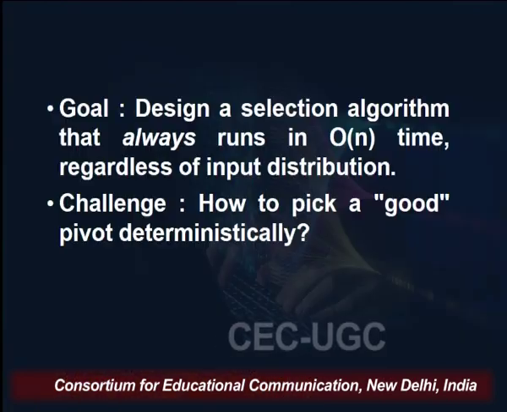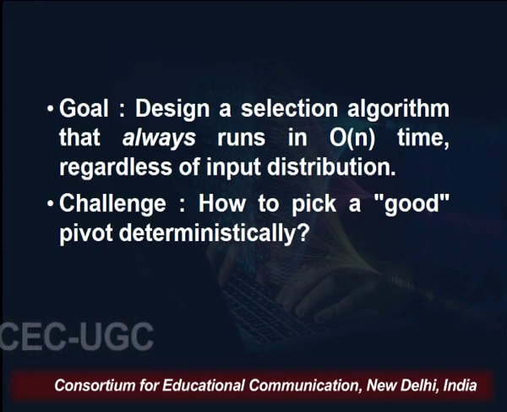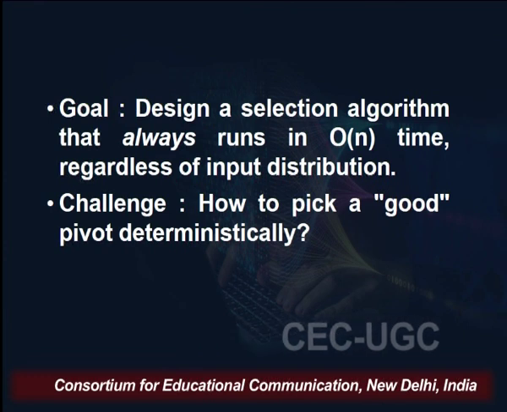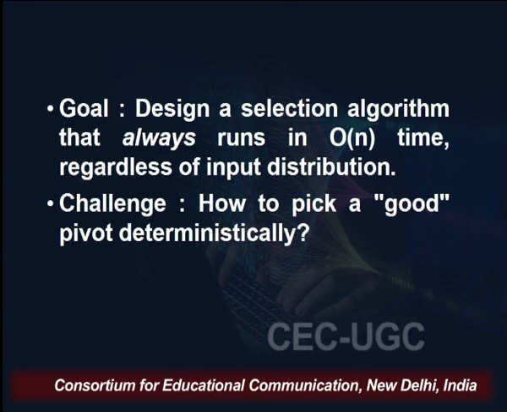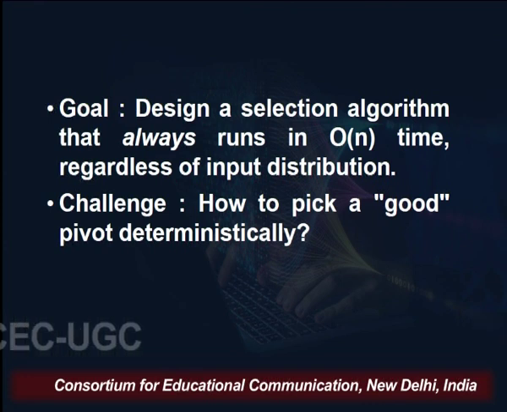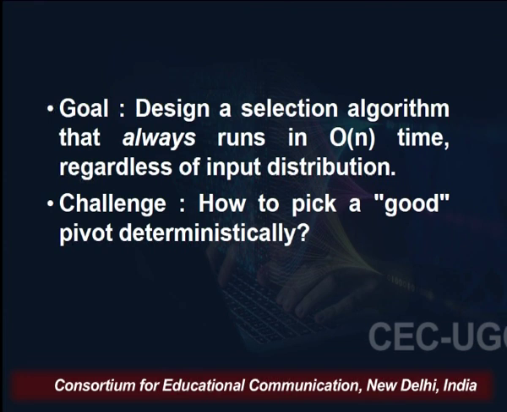Then what is the goal? We need to design a selection algorithm that always runs in order n time regardless of the input distribution. We have just seen one, but we cannot guarantee that that selection algorithm is always going to run in order n time. In the worst case, that may end up in order n square time. So, the challenge is how to pick a good pivot deterministically, not based on intuition, not based on probability. So, the strategy here is known as median of medians.